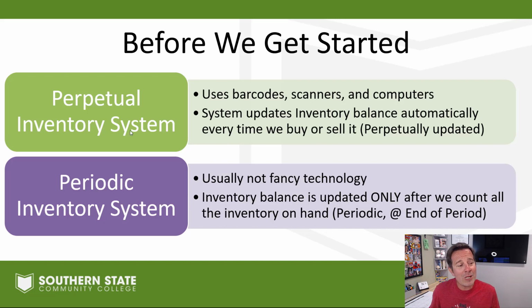So we're going to focus on the perpetual. We're not going to spend a lot of time going through examples of the periodic system. They're in the appendix of your textbook, and in some books they'll be maybe at the back of the inventory chapter. But most of all the examples you're going to see are going to be perpetual, so that's what we are going to roll with.